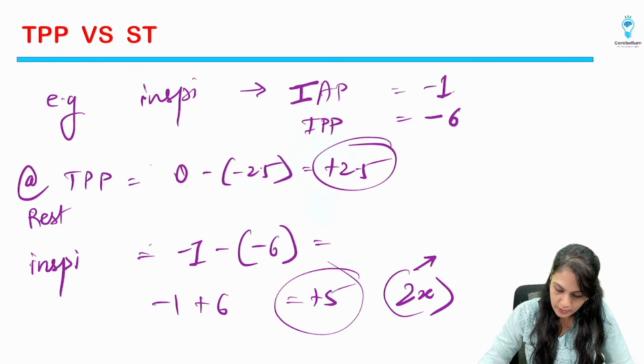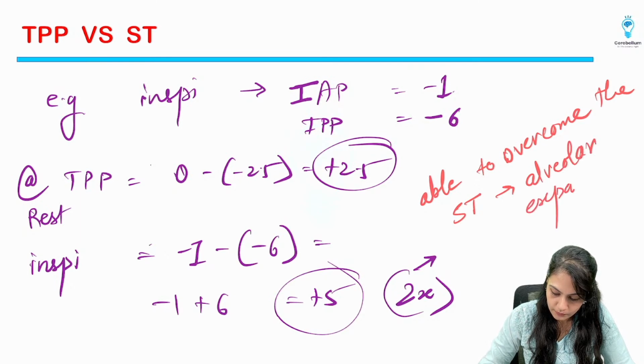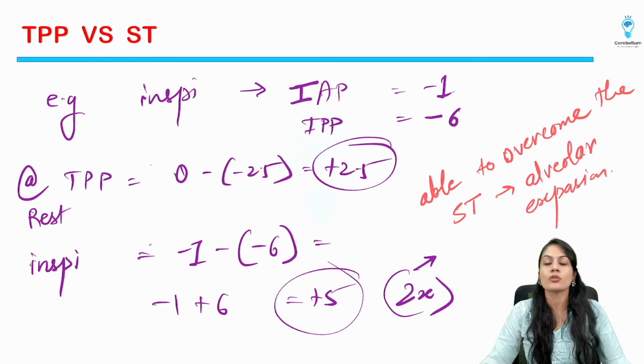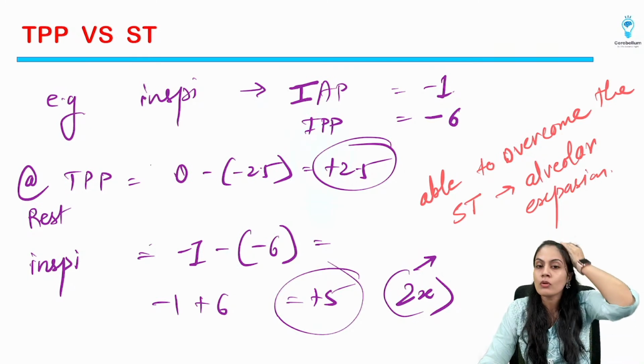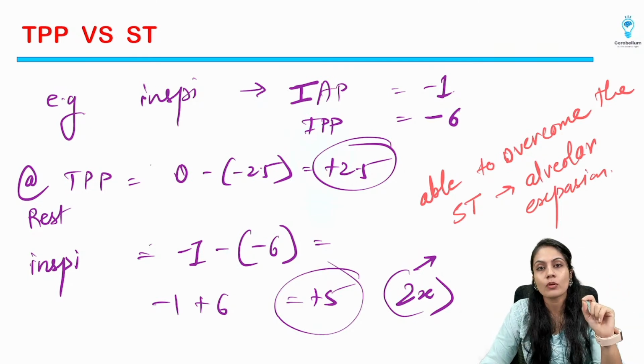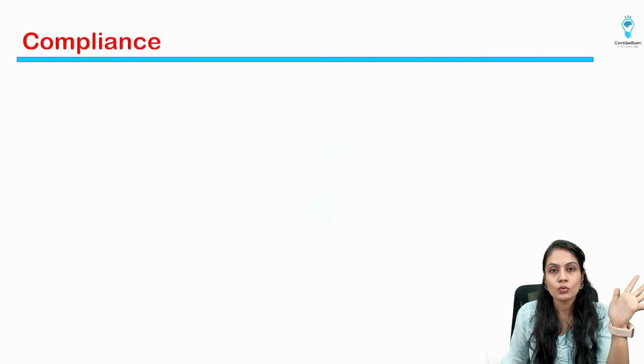So 2x, so that's why it will be able to overcome the collapsing effect of the surface tension, and that's why there is going to be alveolar expansion. They have asked you the effect in the university exam. I guess it is for 2 marks or 3 marks. I've seen this question, so you can explain that with the example also if you know the concept over here, right? Let's move on to compliance.